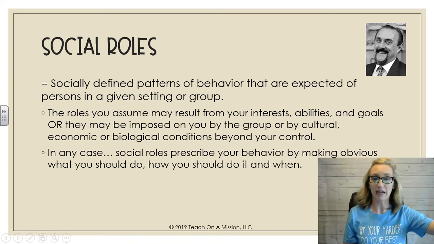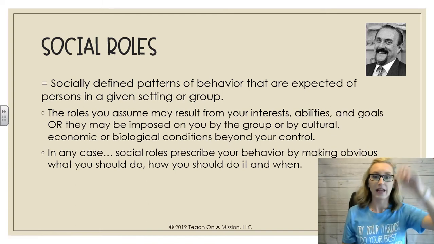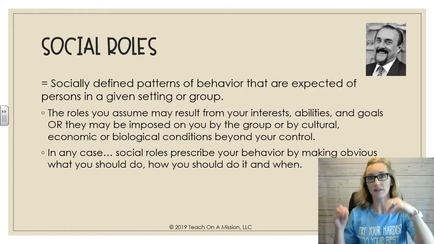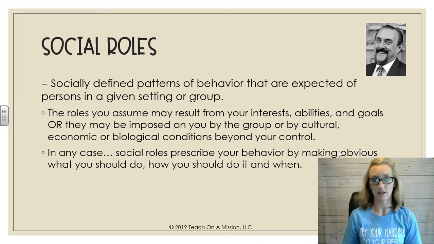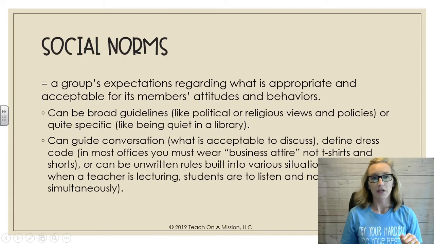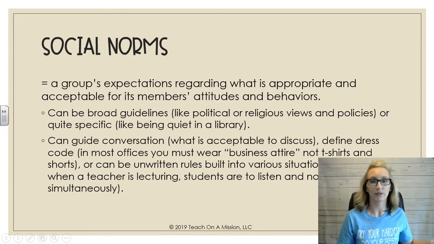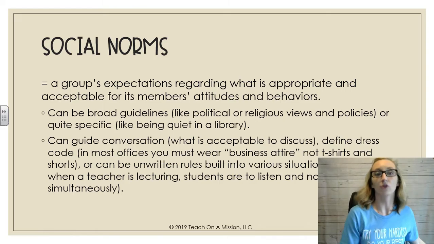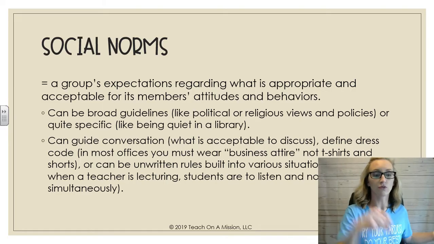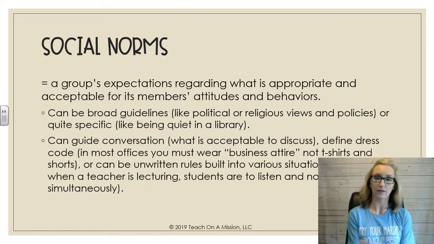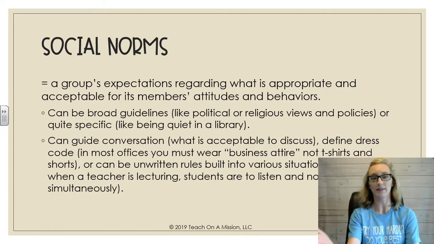So again, make sure you look back in the notes from the last video and really think about how social roles and the situation as explained by Phil Zimbardo in the Stanford prison experiment impact our daily lives and the different situations that we find ourselves in. So social norms, another vocab term that we really need to define here, is a group's expectations regarding what is appropriate and acceptable for its members' attitudes and behaviors, right? So the social role is like the position that we assume or that we are in, and then the norms are those expectations regarding what you should and shouldn't do in that role.